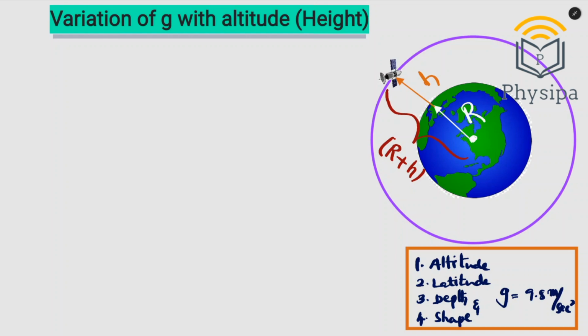In this video we will discuss the variation of acceleration due to gravity g with altitude, that is height. We know that the acceleration due to gravity is a constant whose value is g equal to 9.8 meter per second square, while the acceleration due to gravity varies from place to place on the surface of earth depending on factors like altitude, latitude, depth and shape of the earth.